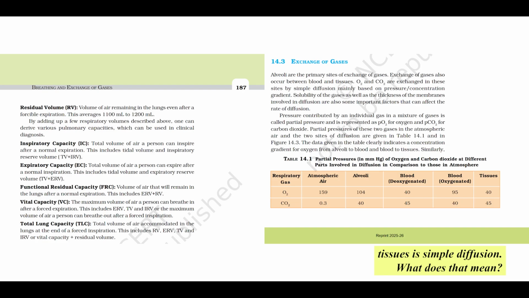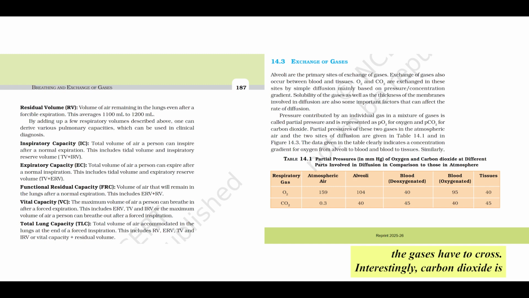What does that mean? Gases passively move from an area where their concentration, or more accurately, their partial pressure, is higher to an area where it's lower. This pressure gradient is the main driving force. Now, other factors also influence how fast this diffusion happens. Two important ones are the solubility of the gases in the fluid, like blood plasma, and the thickness of the membranes the gases have to cross.